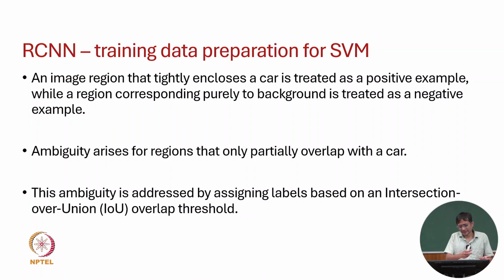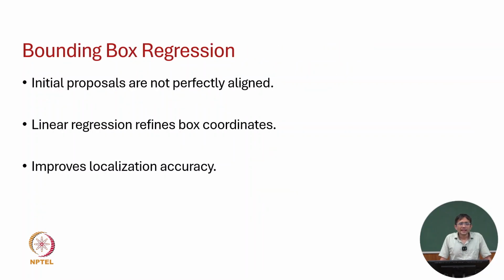So we are taking this example, thinking of training a classifier for the car class. It could be some other class also. Ambiguity arises for regions that only partially overlap with the car, right? This ambiguity can then be addressed based on an intersection over union, IoU, based thresholding mechanism. Then we can also go for bounding box regression. Bounding box regression, let us discuss in more detail when we talk about Fast RCNN.